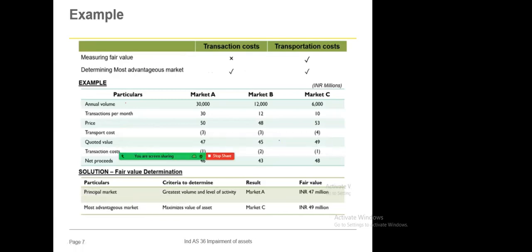So that means the most advantageous market is the one with the maximum value of an asset. That is market C, and the fair value will be your 49. That is the quoted value, 49 rupees. So this is how we calculate. We first understand which is our principal market, which is our active market, which is our entry price, which is our exit price, which is our most advantageous market, and basis this we calculate the fair value. So this is the concept of fair valuation under 113.